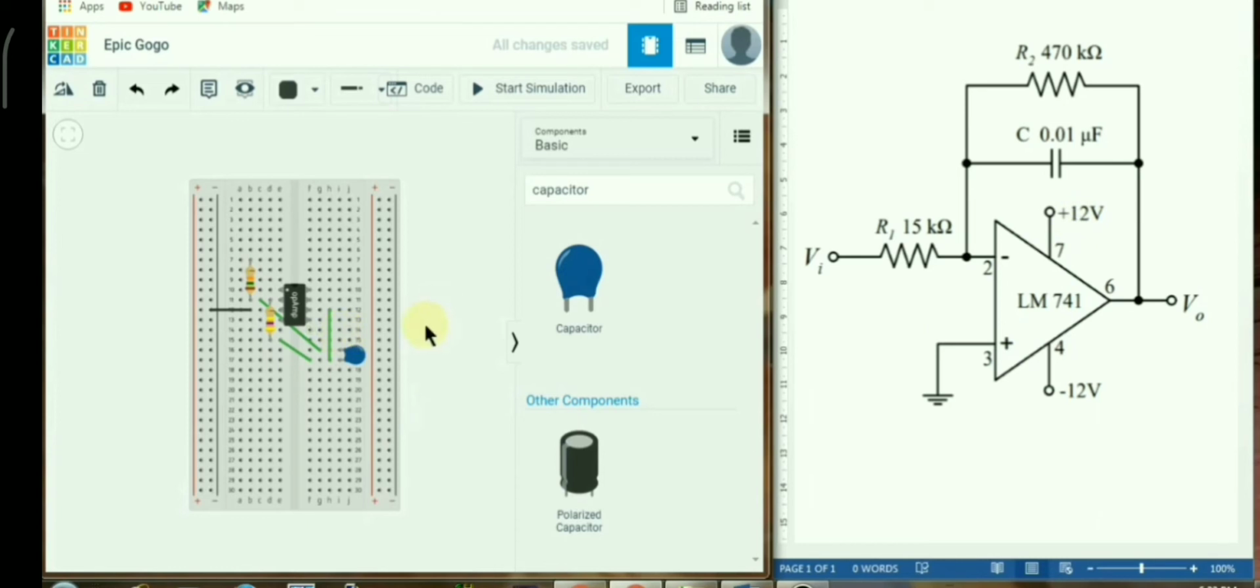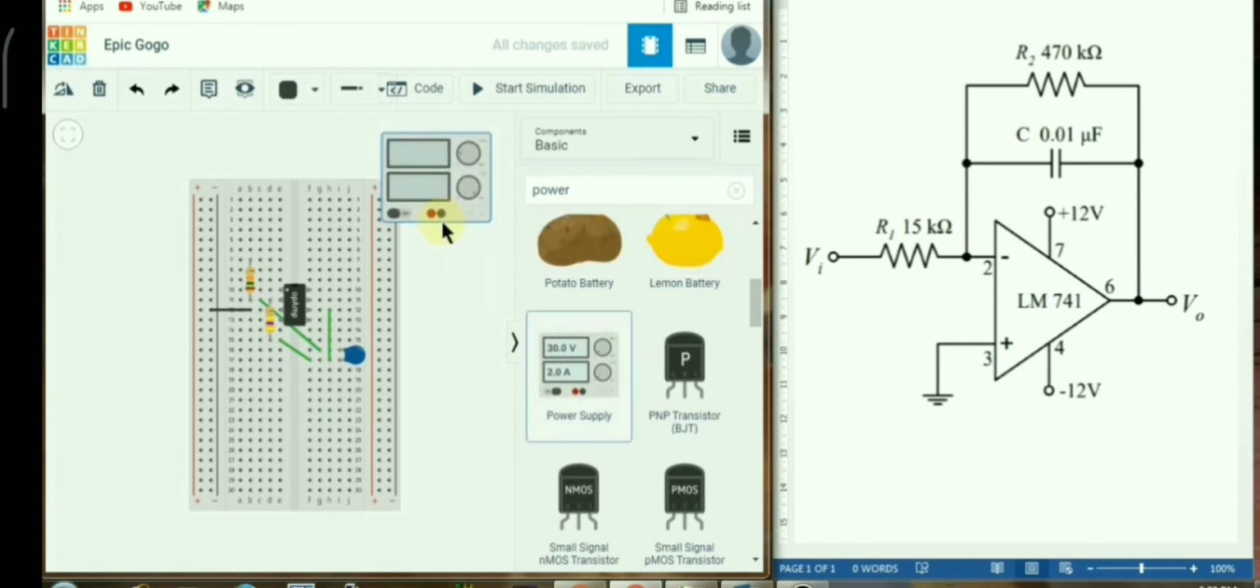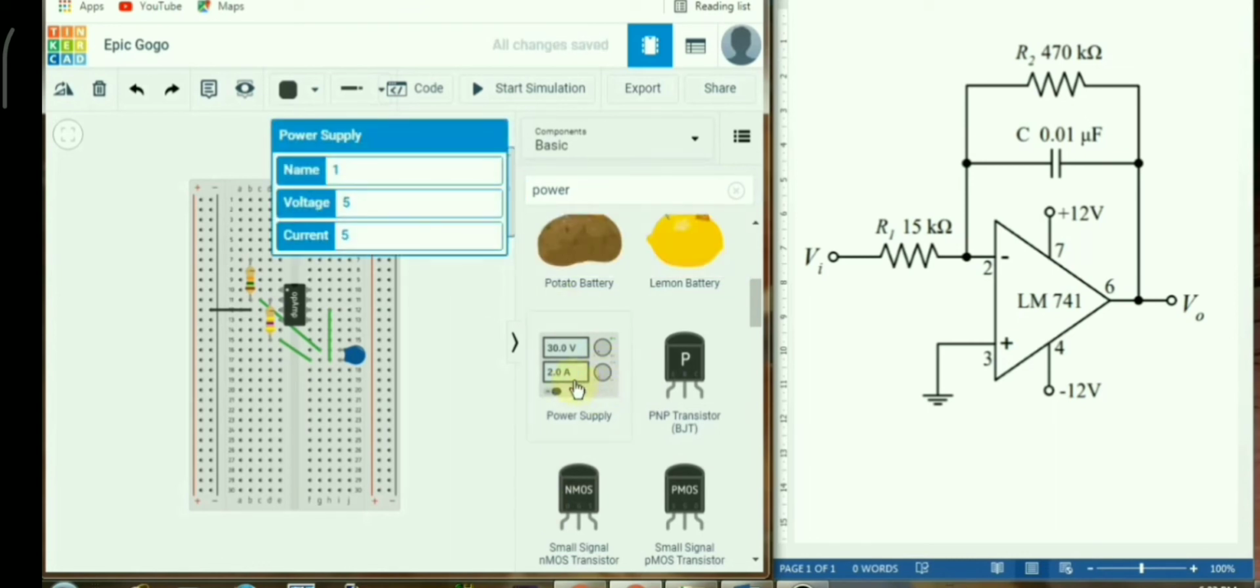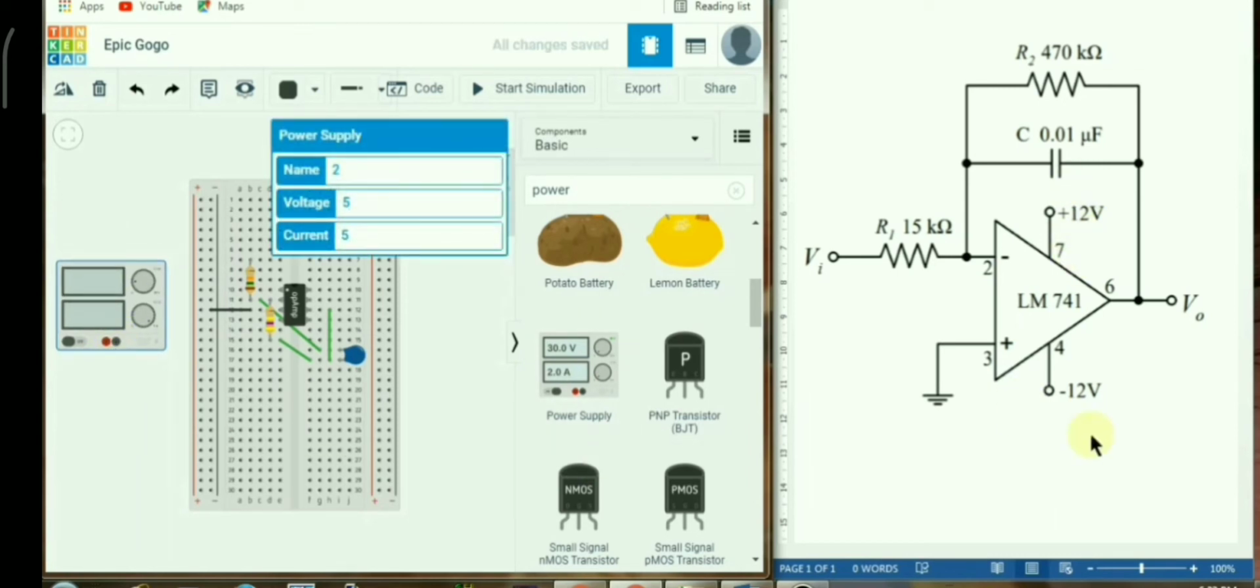Now we require two power supplies, positive power supply and negative power supply, means the dual power supply. Here we select the two power supplies separately, and one is used as a positive power supply and the second one is negative power supply. The value of power supply is 12 volt, therefore change the voltage to 12 volt for both power supplies. Same voltage must be used for both power supplies.